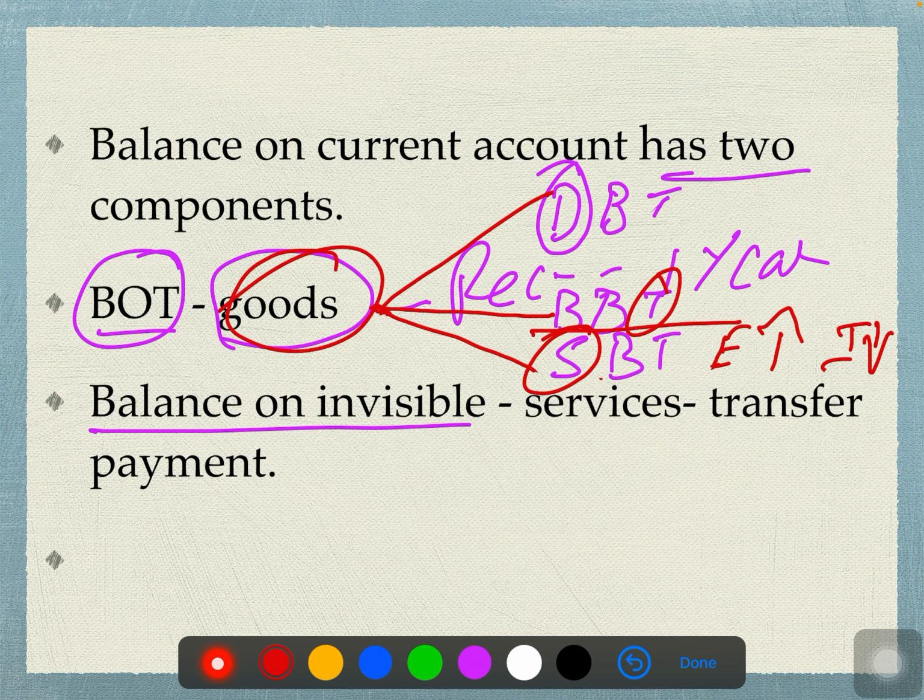The next one, the balance on current account, the second classification will be balance on invisibles. For the invisibles, we are going to add services and transfer payments. I have already explained what services and transfers are.